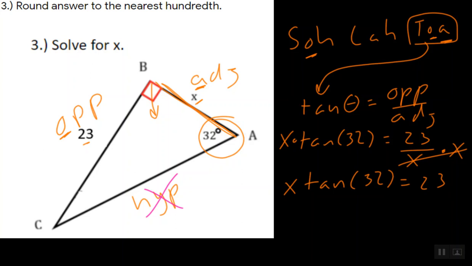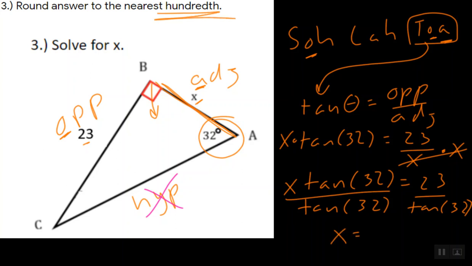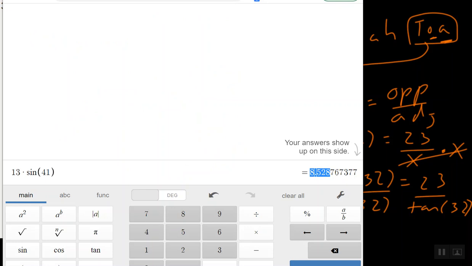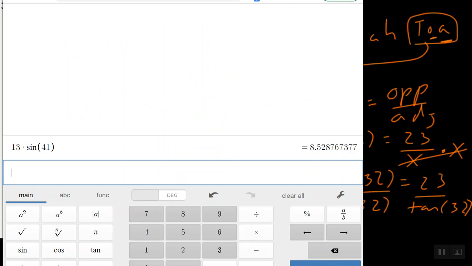So here, this is the case where we have to go one step further, and we're going to divide both sides by the tangent of 32. Divide by the tangent of 32. And so here, you get to go to your calculator. Now remember, all of these are being rounded to the nearest hundredth. So I've got 23 divided by the tangent of 32.